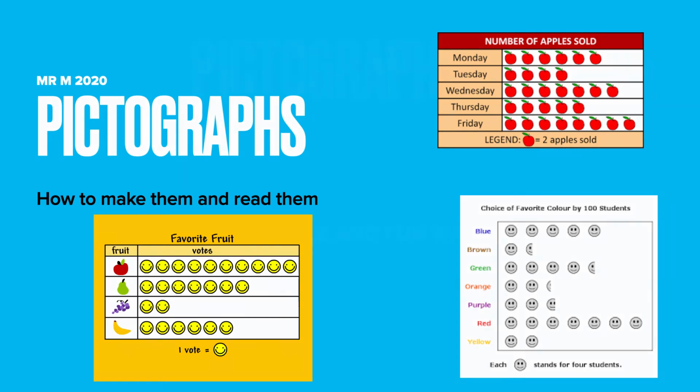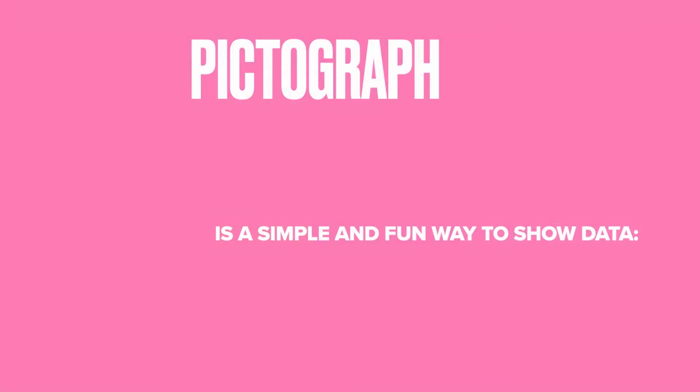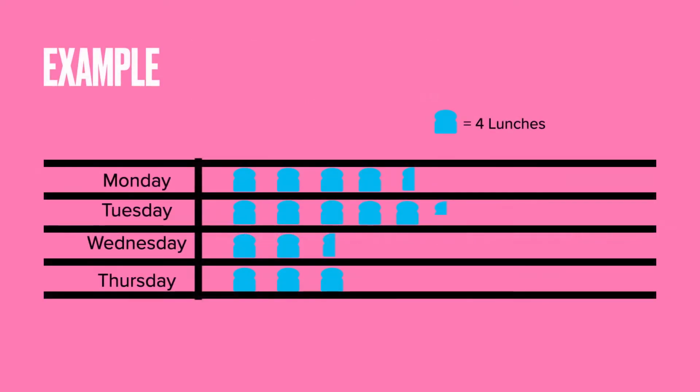I'm going to give you a quick overview of one of my favorite types of graphs, and those are pictographs. Pictographs are kind of a fun and relatively simple way to show data. Here's an example. Let's pretend there's a cafe and they are selling lunches, and they want to know how many lunches they sell on different days.